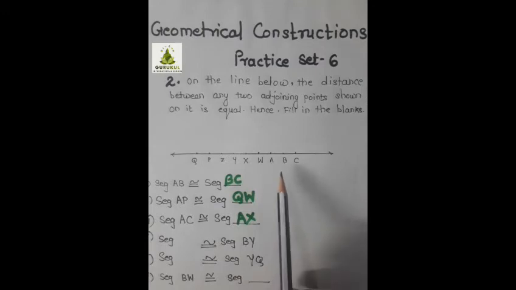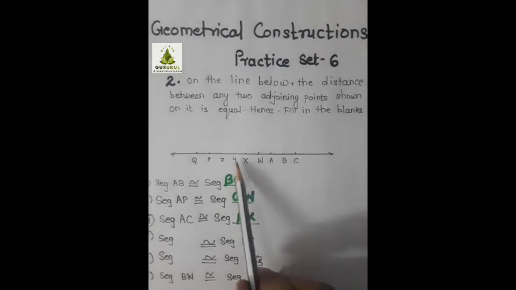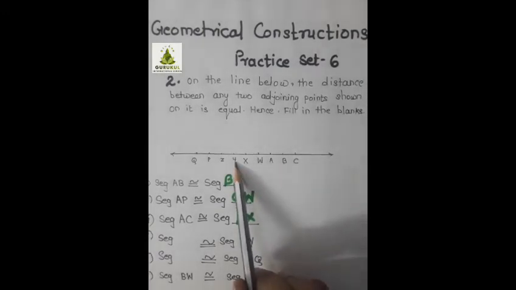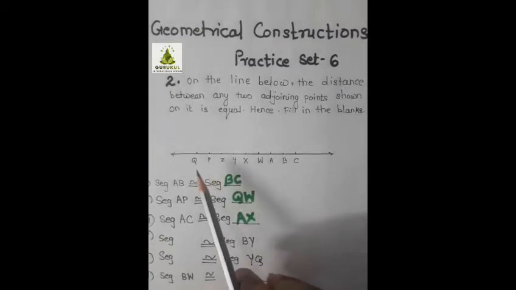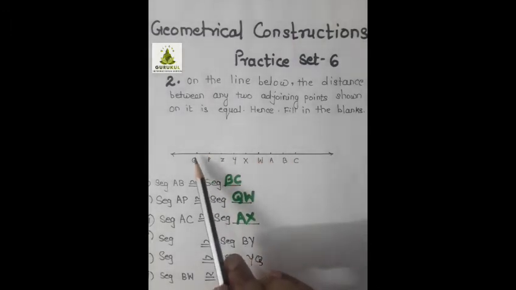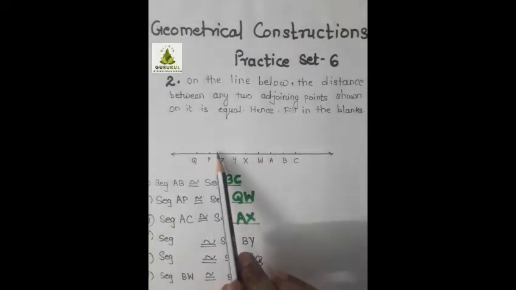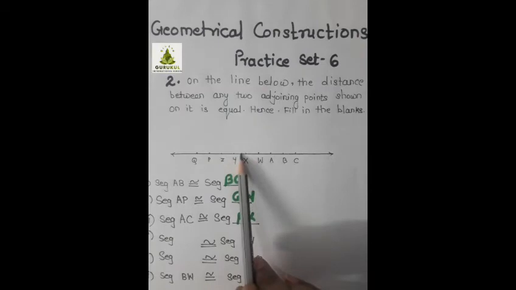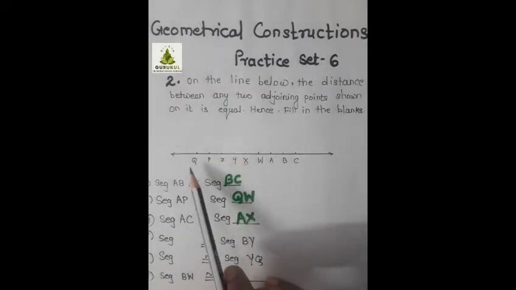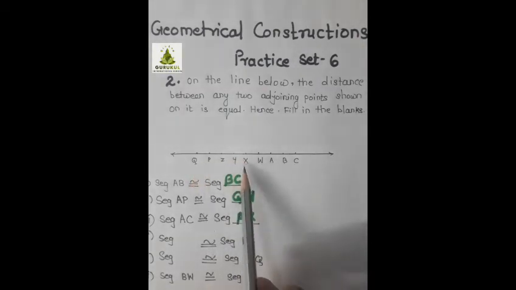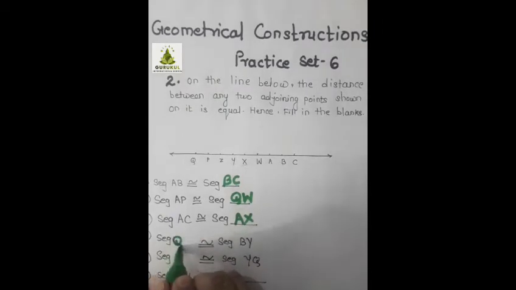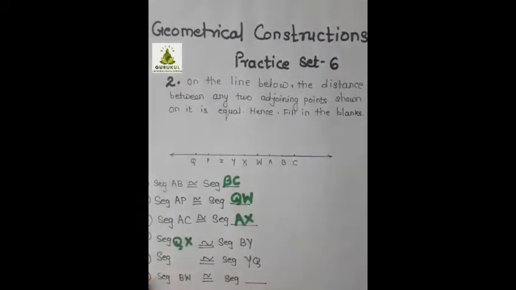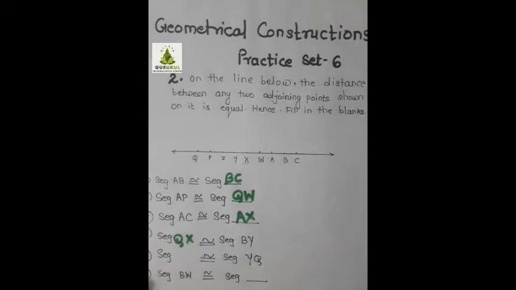So where is B? Here is B, here is Y. How many segments are there between? 1, 2, 3, 4. So you have to count any 4 segments. Suppose if I start from Q, 1, 2, 3, 4. So which point will come here? X. So it will be segment QX. So I will write here segment QX is congruent with segment BY.